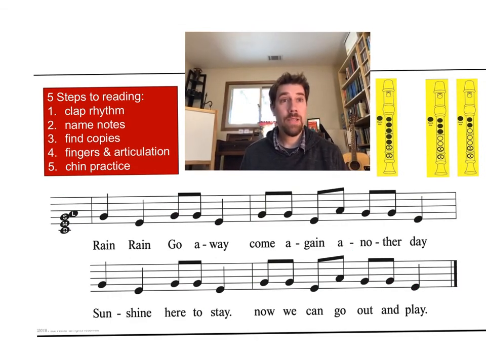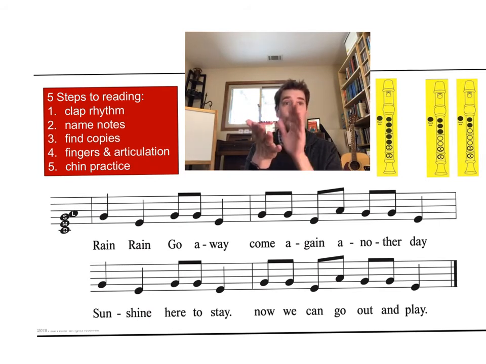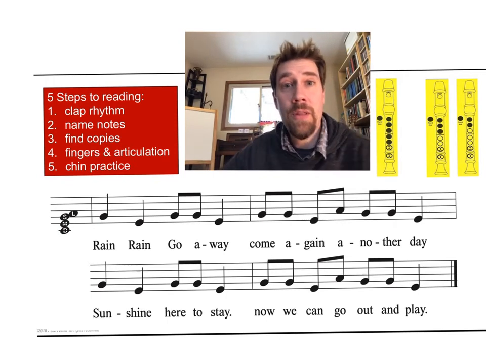So here's the next song that we're going to try. Rain, rain, go away. Again, super easy. We're going to clap the rhythm together. Here we go. Do, do, do-day, do. Do-day, do-day, do-day, do. Do, do, do-day, do. Do-day, do-day, do-day, do. Step 2 is naming the notes.